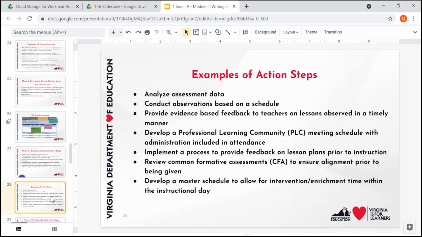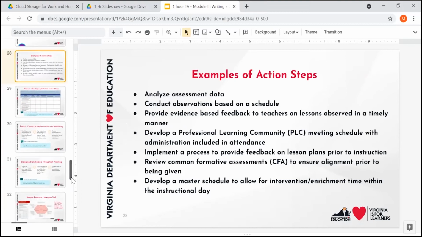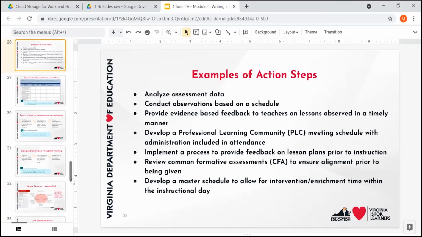Okay, and we have a few example action steps for you here, just things to consider. Again, these are just sample ideas that you might be brewing in your mind of what to include by analyzing data, assessment data, conducting observations, right? So if we say, oh yeah, we need to observe that that PD is taking place, well, when are you going to have those observations? What's that schedule going to look like?